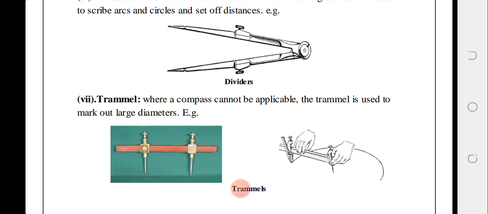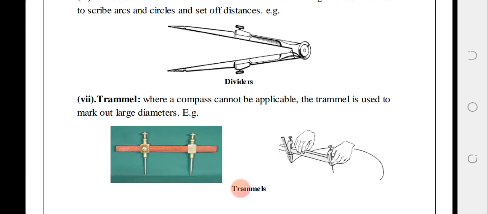And the last one under marking out is called the trammel, which is where we are going to stop for now. The trammel, where a compass cannot be applicable, is used to mark out large diameters. You know, the compass can be used to mark out circles and arcs, and a circle definitely has a diameter, which is the distance from one edge of the circle to the other edge.